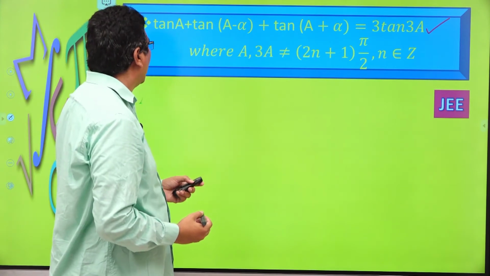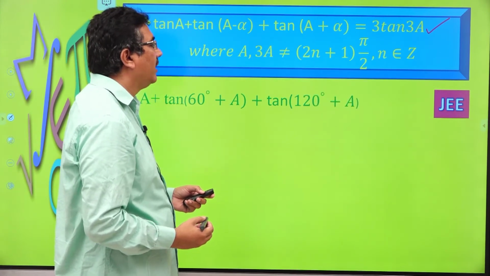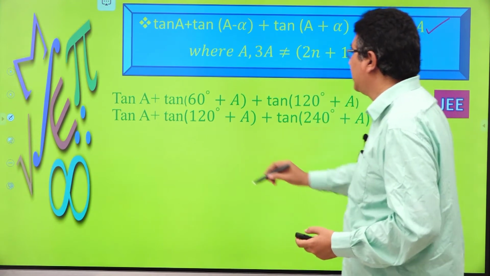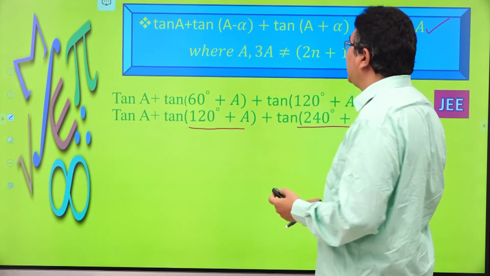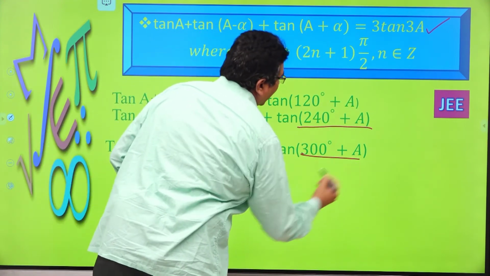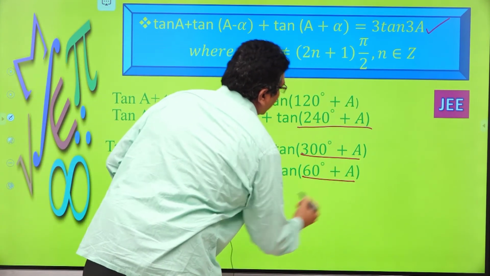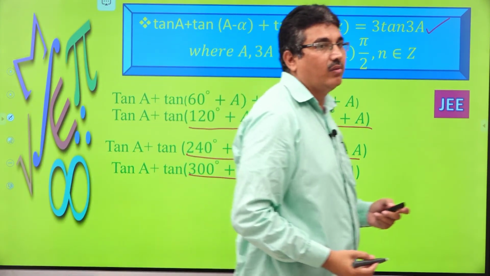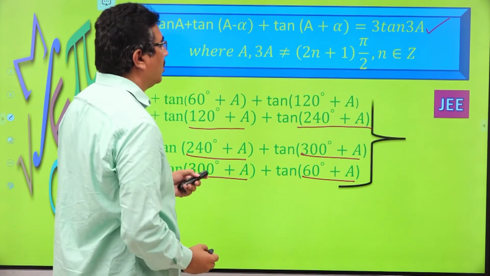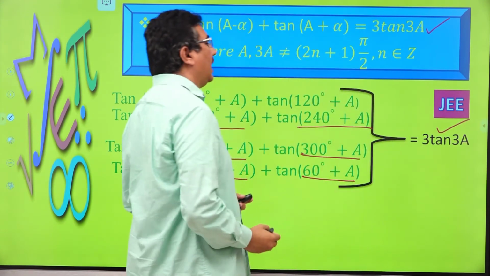Now consider tan A plus tan of 60 plus A, tan of 120 plus A, tan 240 plus A, tan 300 plus A. What is the value of these four results? That is equal to 3 tan 3A.